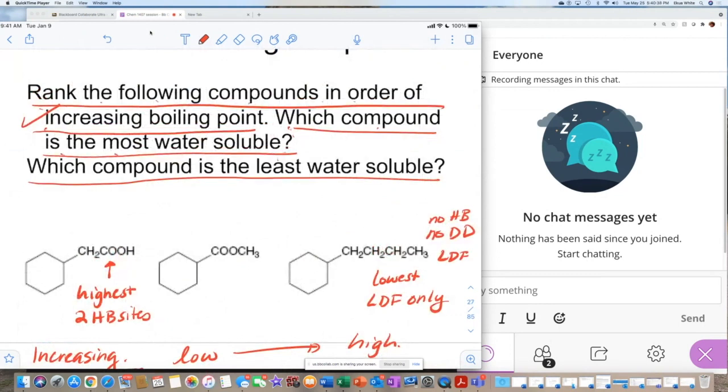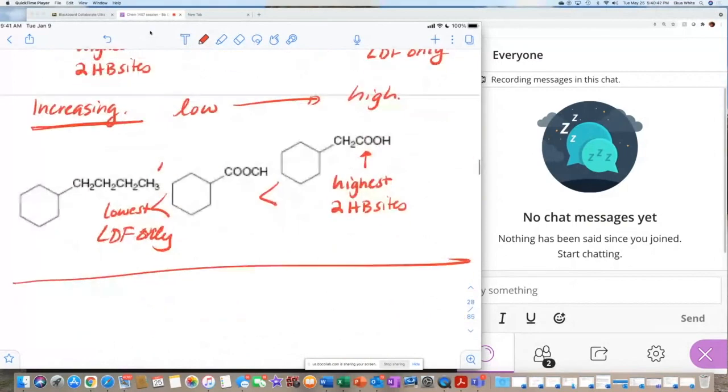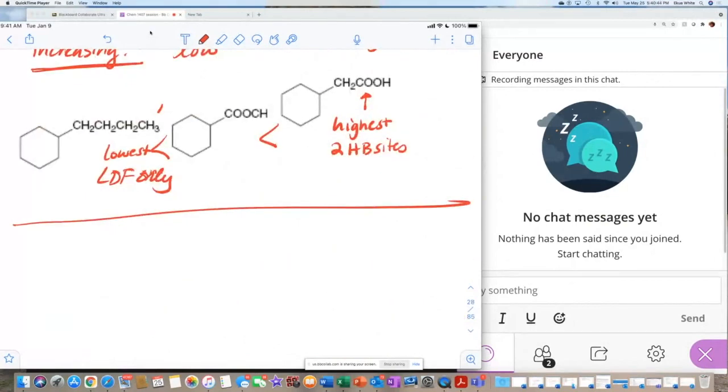Okay, next one. Which compound is the most water soluble? You're comparing. Even though I agree with you, if you're a deep thinker, even though this one here, which I'm about to draw out to you, has so many carbons, we're trying to compare it with the others.